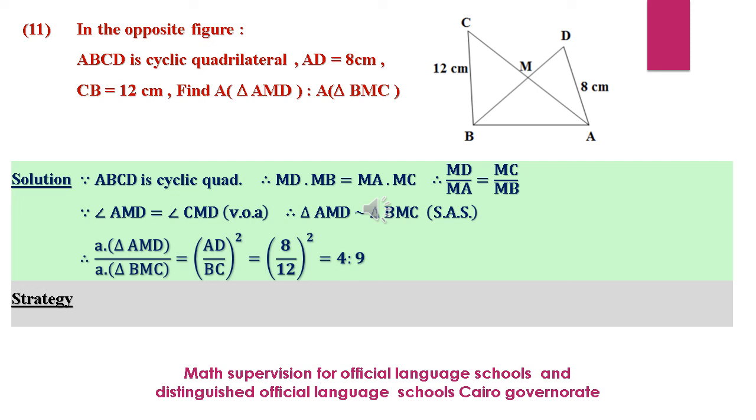We have here ABCD is a cyclic quad. AD equals 8 and BC equals 12. Find the ratio between the area of triangle AMD and the area of triangle BMC.